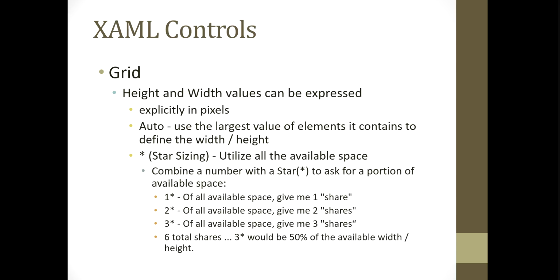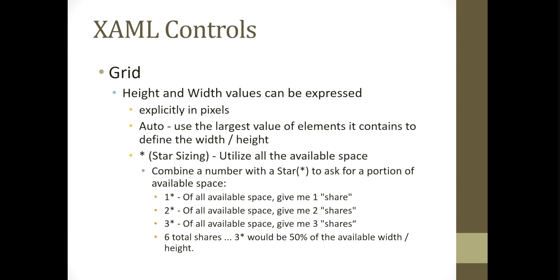And then the other one is the star. Star sizing basically means give me whatever's left over, right? Now with the star sizing, there's a twist on that. You can actually put a digit with the star to say basically I want such a proportion of the available space. So it's kind of like in Bootstrap where we've talked about our 12 columns, and I'm going to say this column takes up a width of 4 out of the 12, right, or 1/3 of the screen, right? It's kind of the same idea here.